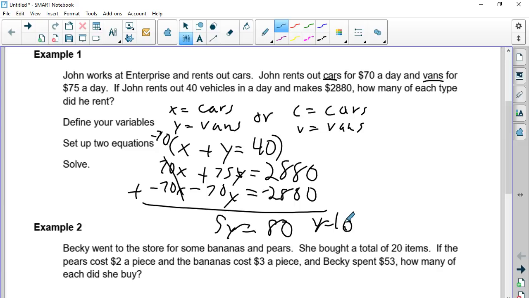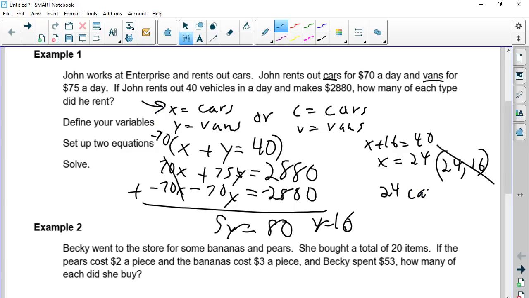Silly me. Okay, now I go back to my original equation. That's the easiest to plug this into. I go X plus 16 equals 40. I subtract 16 and I get 24. Now, in real world problems, this is not enough to say X and Y. It also is not enough to just do this, because we're not looking for a point of intersection. That's not what we do. This is a word problem. We need word answers. So there's 24 what? Well, X was cars. That's why we do this at the beginning, so we keep them straight. And then there are 16 vans. And that's it.